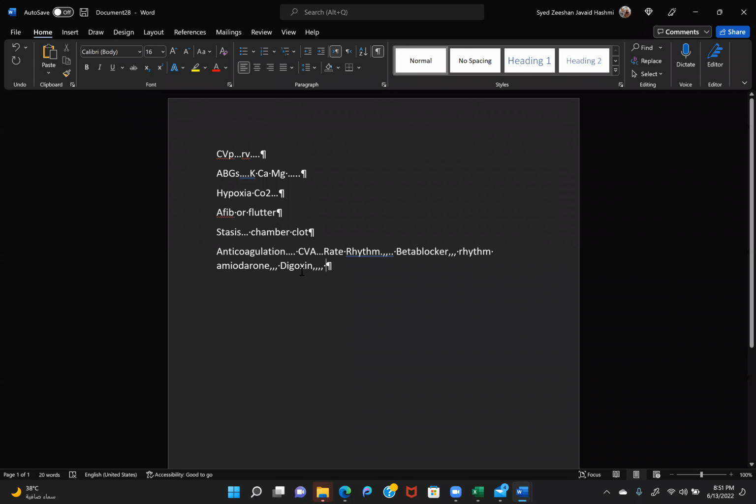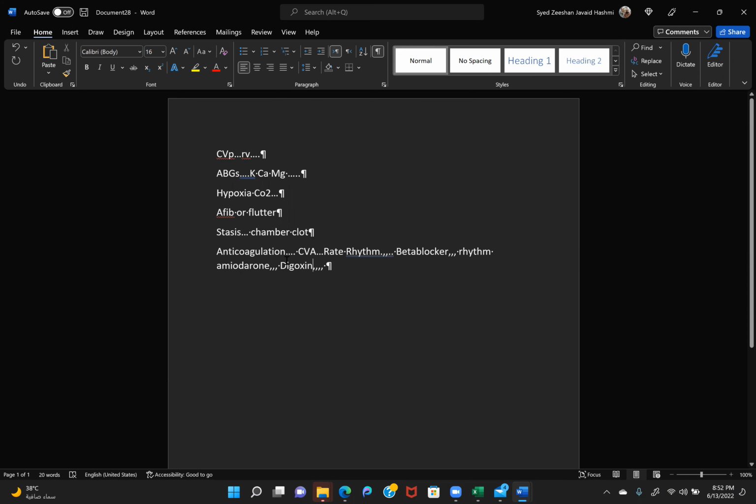So for digoxin, they can ask you that digoxin has a narrow therapeutic index. This patient can have digitalis toxicity. And what are the ECG changes? I don't remember the ECG changes. You should be knowing the ECG changes in digoxin toxicity. And digoxin toxicity will be occurring if there is hypokalemia. So this is also an MCQ question.